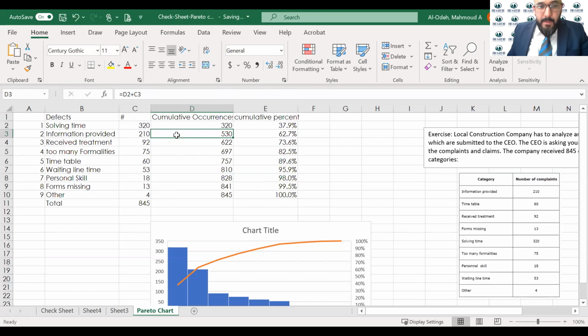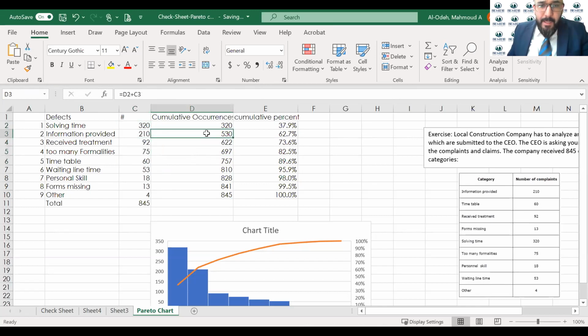Moving to the next one, we ask how many defects are happening so far. 320 plus 210 will give you 530. Moving to the third one, you ask yourself how many defects so far. You add all these together to get 622. Same thing for the next one. You add all these together to find that the total of defects is 697. The cumulative occurrences on the next one would be adding all these together.